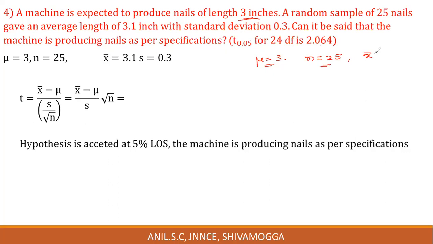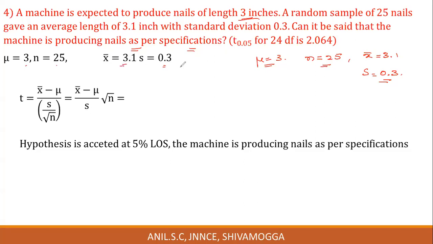And the sample mean is also specified. This is equal to 3.1 inch with the standard deviation, that is S, which is also given, 0.3. Can it be said that the machine is producing nails as per the specification? Machine is producing nails as per the specification is the null hypothesis. Let's test this statement. Mu is equal to 3, n is equal to 25, x bar is equal to 3.1, and s is equal to 0.3.